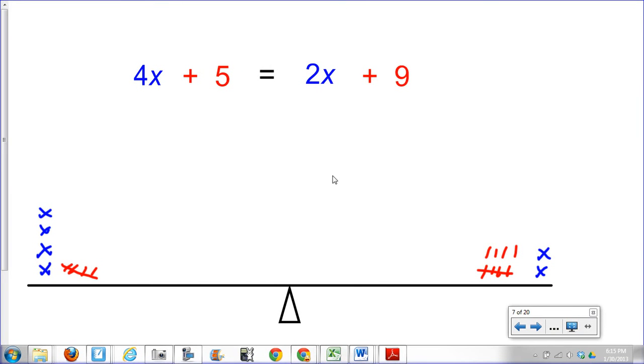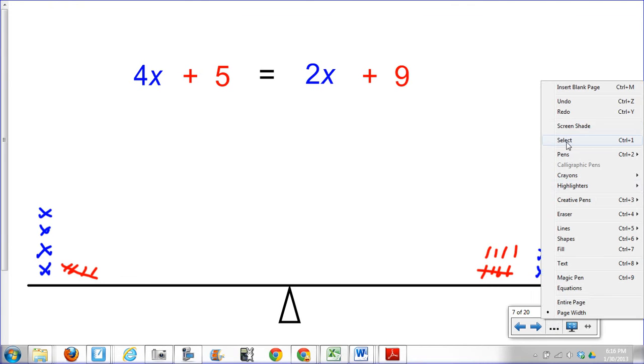Okay, so now that you have seen how a model for an equation like this works as far as performing a balancing act, I'm going to show you what you can do rather than having to draw out this balance scenario every time. Let's take the same equation that we did before. Really quickly, I'm going to remind you what we did to eliminate this 2x on the right side.